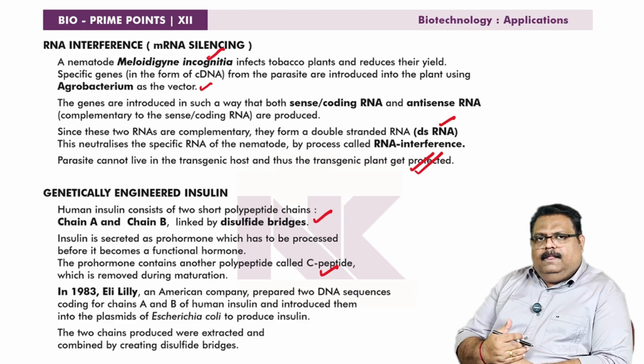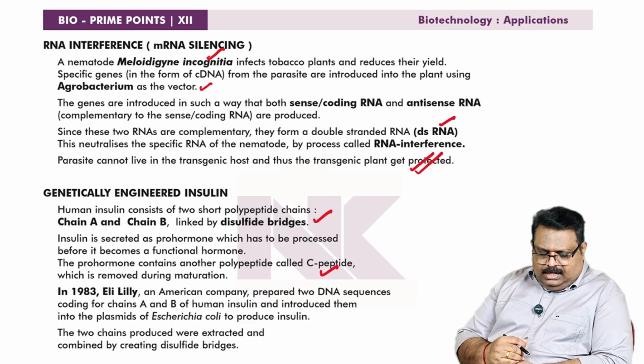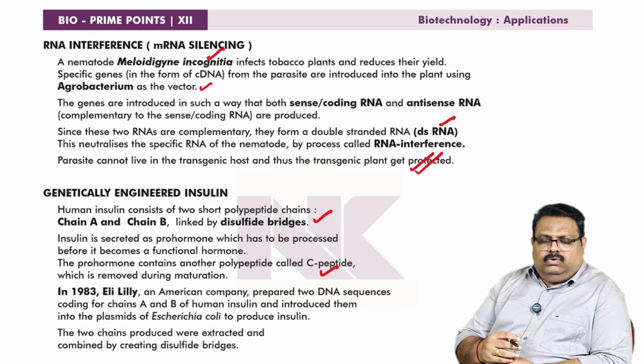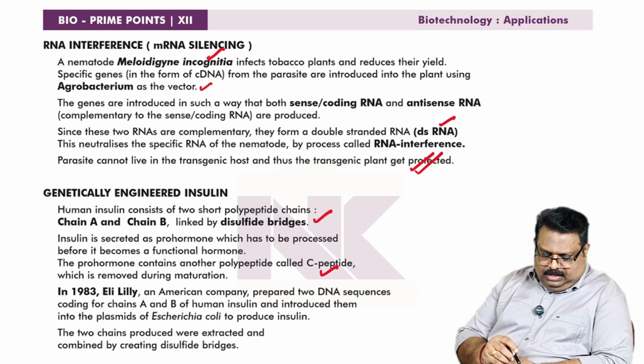So in our body, ABC chain is produced, and during maturation C will be removed and the AB form the functional insulin. Okay. So in 1983, Eli Lilly, an American company, prepared the two DNA sequences, that means chain A and chain B separately, and they integrated together forming functional insulin.